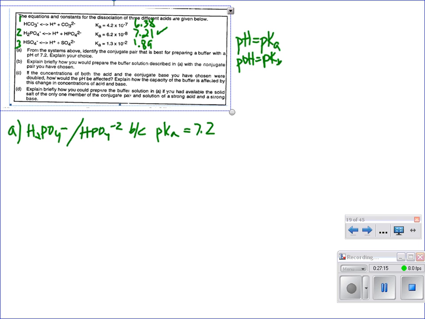Explain briefly how you would prepare the buffer described in A, which is buffer number 2, with the conjugate pair chosen. This is just semantics. I want you to get used to this. I'm just basically going to tell you what you need to write. You're going to need to say you would mix.